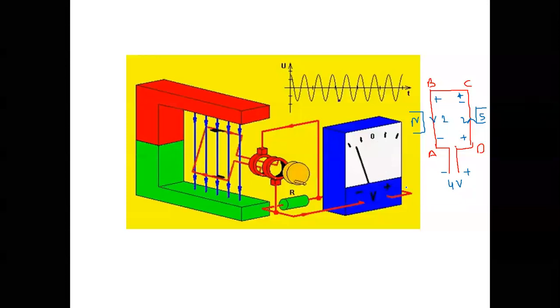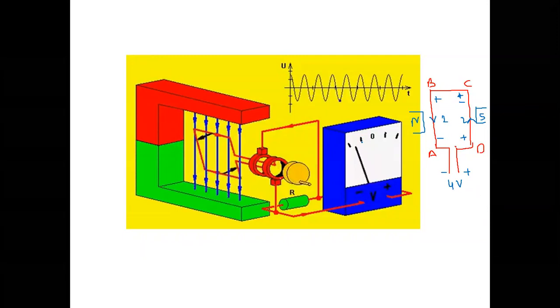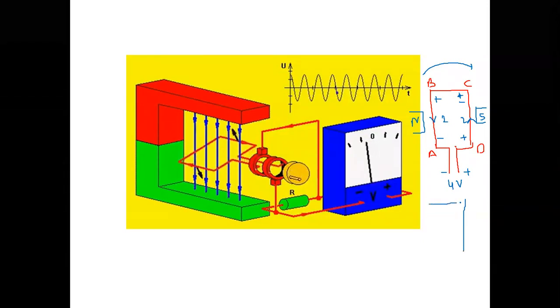Now what will happen is that whenever the conductor changes after 90 degrees, the voltage is changing from negative to positive. Negative to positive. Now, when the same conductor rotates after 90 degrees, AB will come here, CD will go here.